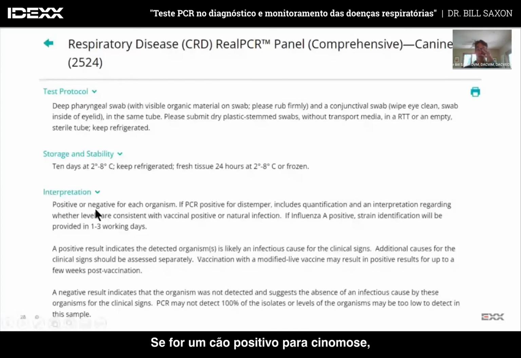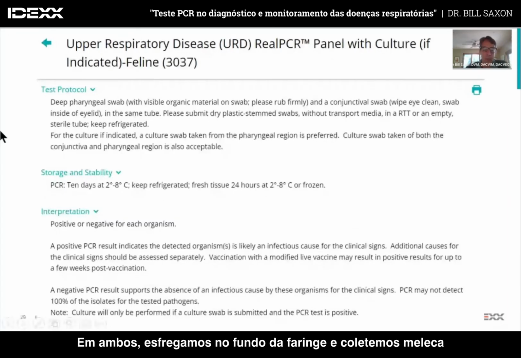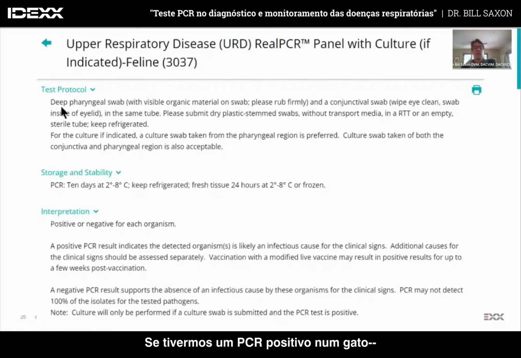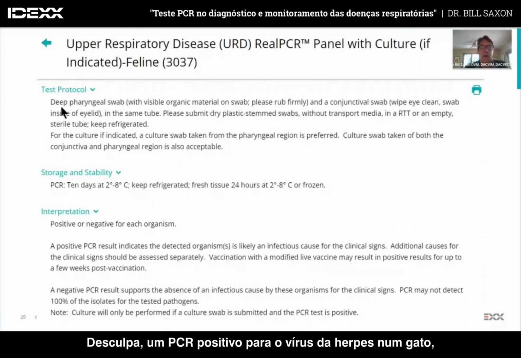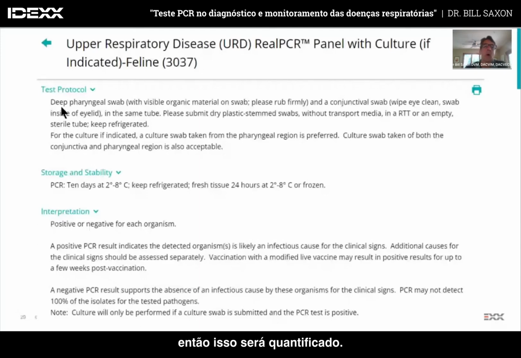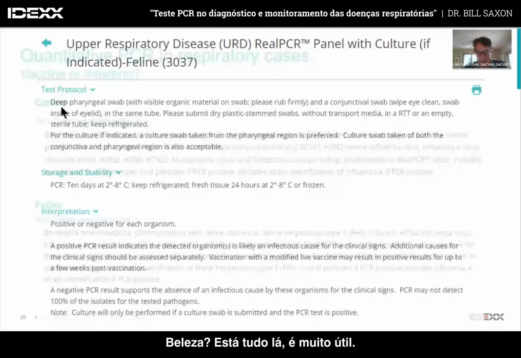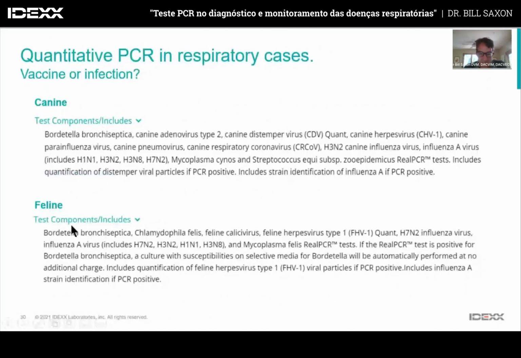So if you have a positive distemper in a dog, you're automatically going to get quantification, so you can determine if it's real infection or vaccine. If you get a positive influenza, it will identify the strain. All right, so it's all here for you. Similarly in cats, the same test protocol, the same sample acquisition. It's both a deep pharyngeal swab with gunk on the swab and a conjunctival swab as well. And if we have a positive herpes virus PCR in a cat, that will be quantitated. So it's all there, super helpful, makes it pretty clear.